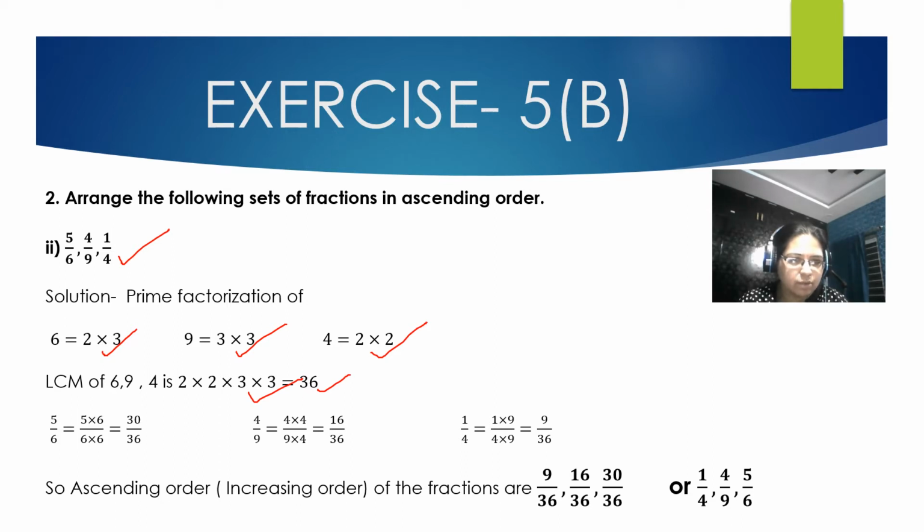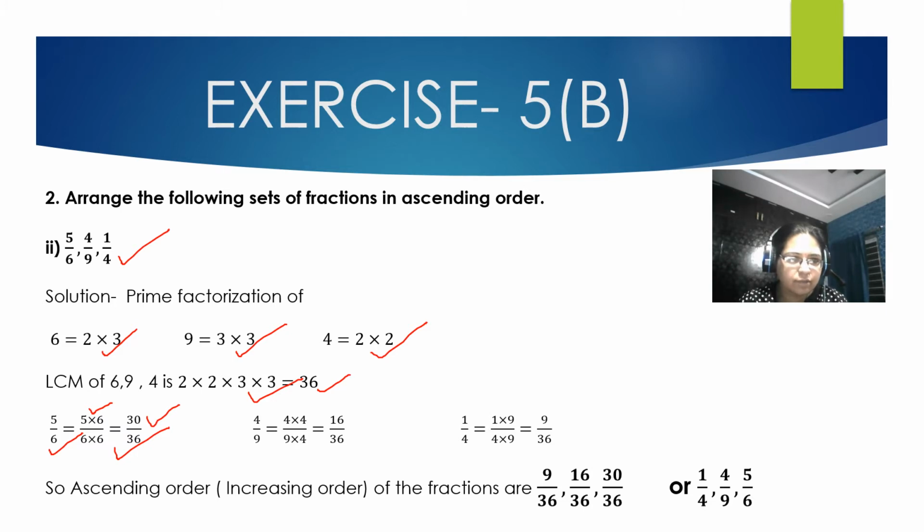So we have to multiply the same number 6 with numerator also. So multiplying the numerator 5 with 6 we get 30, and denominator 6 with 6 we get 36. So 5 by 6 is equal to 30 by 36. So 30 by 36 is the equivalent fraction of 5 divided by 6. Now 4 divided by 9.